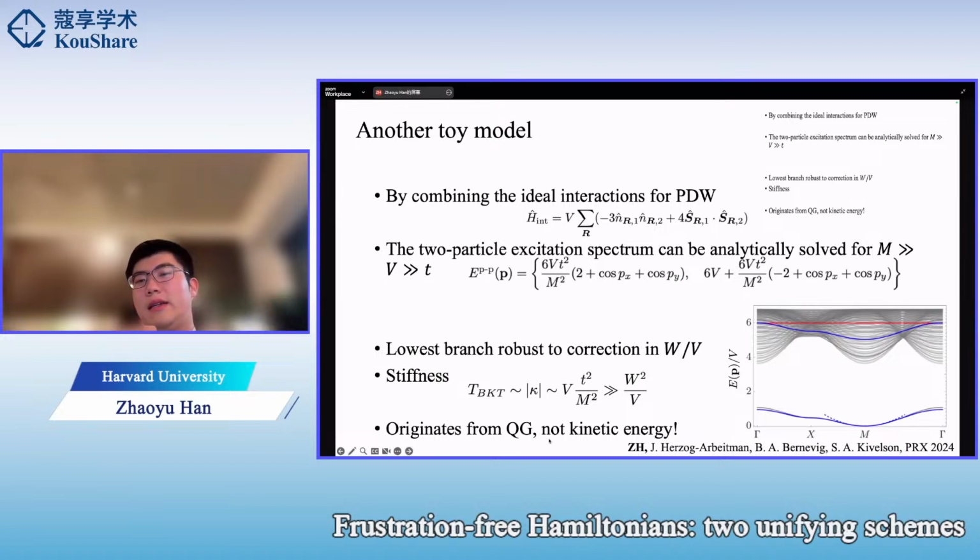And this clearly clarifies that the phase stiffness in this model originates from quantum geometry instead of single-particle kinetic energy. So it's not just a superconductor from a conventional kinetic energy driven mechanism.